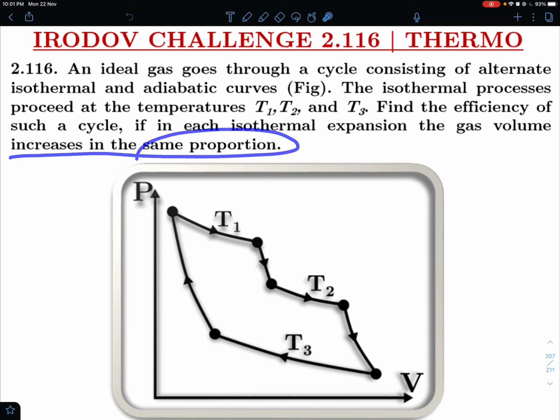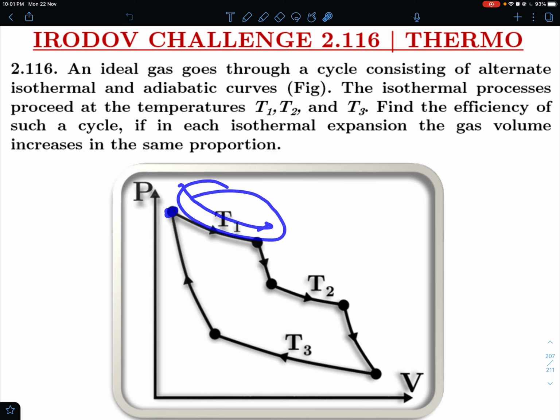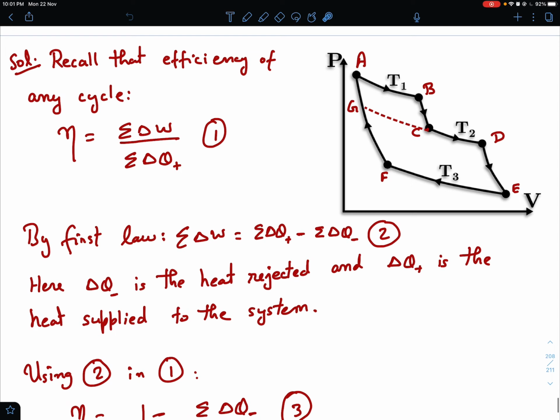Find the efficiency of such a cycle if in each isothermal expansion the gas volume increases in the same proportion. So whatever is the fractional increase in volume from this point to this point on T1, the same is the fractional increase in volume from this point to this point, okay? So that is given, and if you want you can try out this problem on your own. I'll get into the analysis of the problem right away.